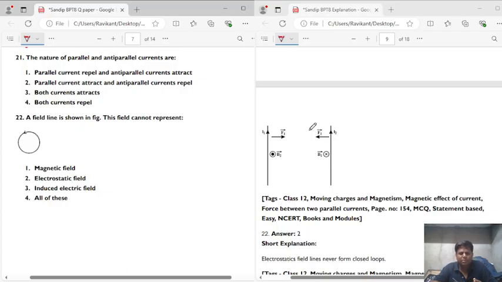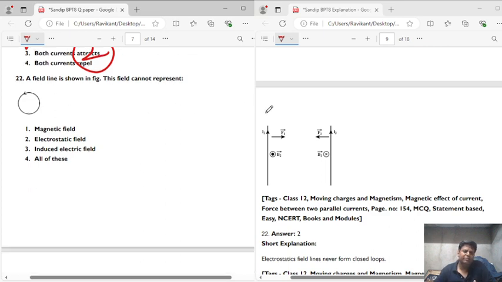No. We have studied the derivations of force per unit length on the conductors, and this diagram also clarifies that if the currents are in the same direction for two different conductors, the force between them is an attractive force. When the current is parallel, the force is attractive, and when the current is anti-parallel, the force is repulsive. So the correct answer for question number 21 is option 2, that is the parallel current attract and the anti-parallel current repel.